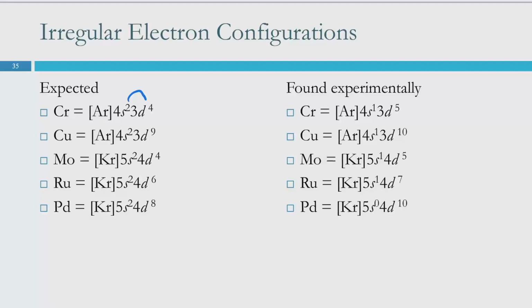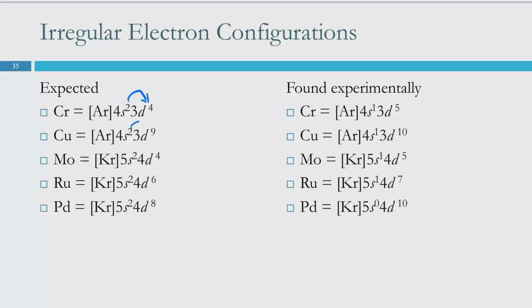So it steals one out of the S and puts it into the D instead, so it's 3d5. We see a similar thing happen with copper, where we expect it to be 4s2 3d9, since it's in the ninth spot, the ninth position in our D block. And that does the same thing.